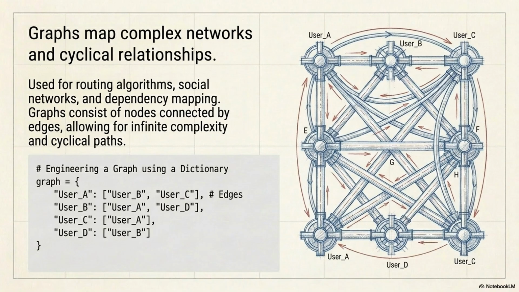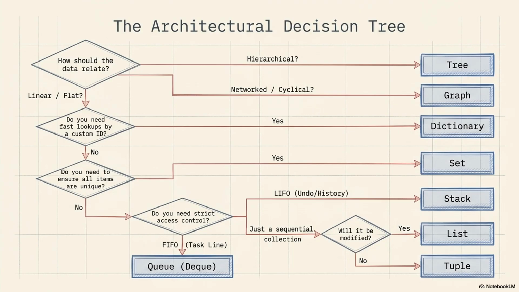The final slide gives us the decision tree, and this is the part to remember. First, ask whether the data is hierarchical. If yes, think tree. If it is networked or cyclical, think graph. If the main operation is lookup by key, think dictionary. If uniqueness or membership is the priority, think set. If the workflow is last in, first out, think stack. If it is first in, first out, think queue. If it is simply an ordered mutable sequence, think list. If it is a fixed ordered record, think tuple. That decision process is the heart of data architecture in Python.